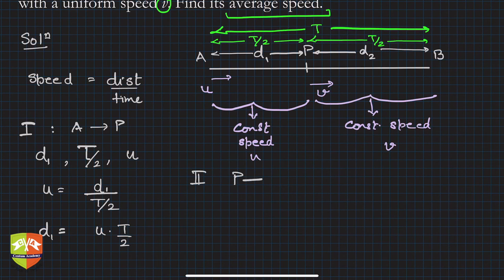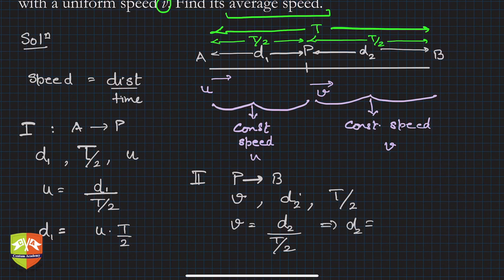Now case 2: the car is moving from P to B. What is the speed in this case? v. What is the distance traveled? d2. And what is the time taken? Capital T by 2. All mentioned in the diagram. So v is equal to d2 upon T by 2, so d2 is equal to v into T by 2. It's good practice to keep numbering the equations or results which you get, so 1 and 2 like that.